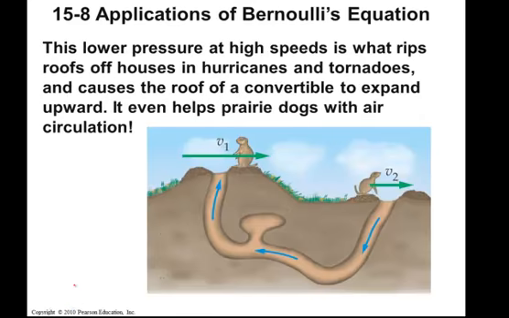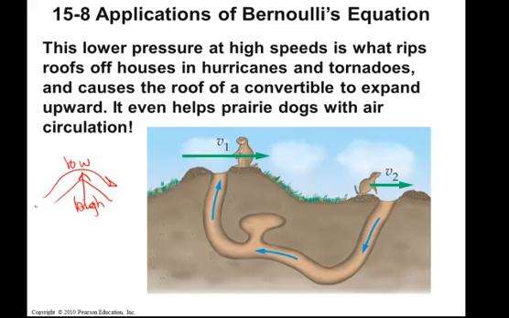Applications. Low pressure at high speeds is what rips roofs off of houses in hurricanes and tornadoes. If we think about our house, we're going to have high speed here, and low speed through the house. So that's going to create low pressure here and high pressure there, and the high is going to push on the low, and that's going to cause the roof to be lifted up.